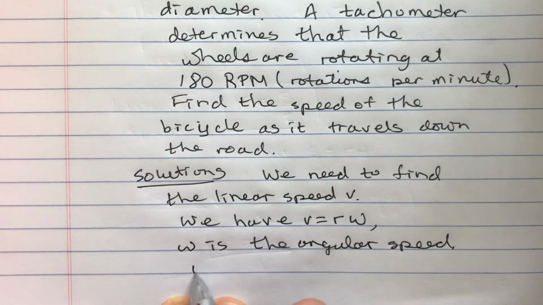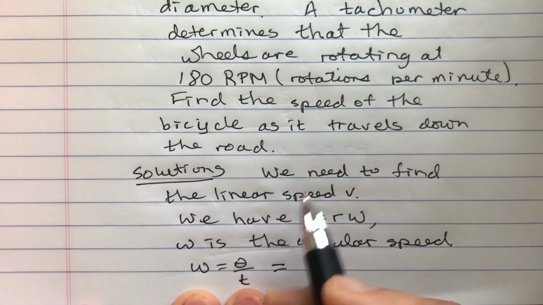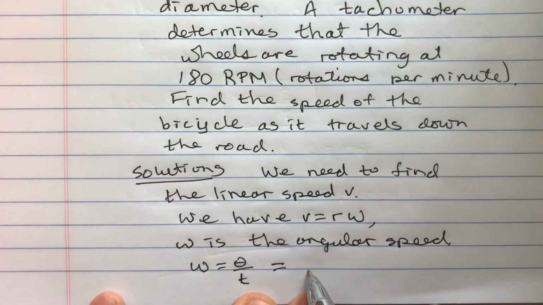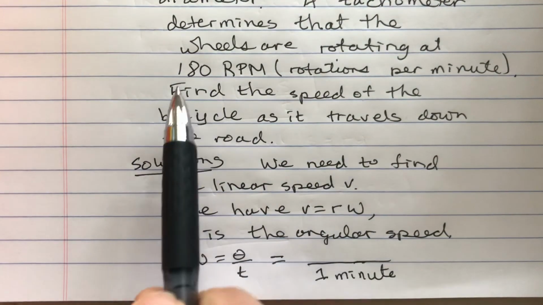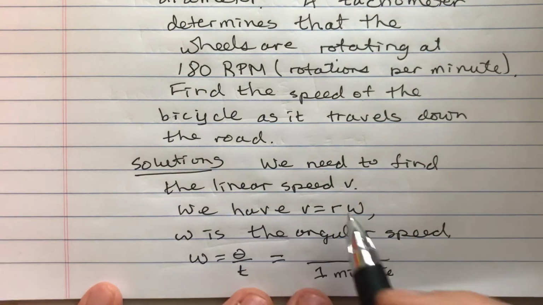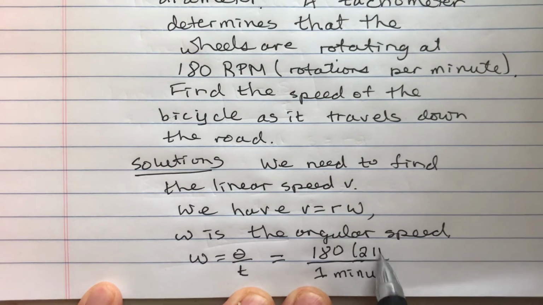So omega is equal to theta over t. In our situation, we're going to use 1 minute for time. That's the easy one. And then it's 180 rotations for theta. But theta is not going to be given in rotations. It's going to be in radians, 2 pi.